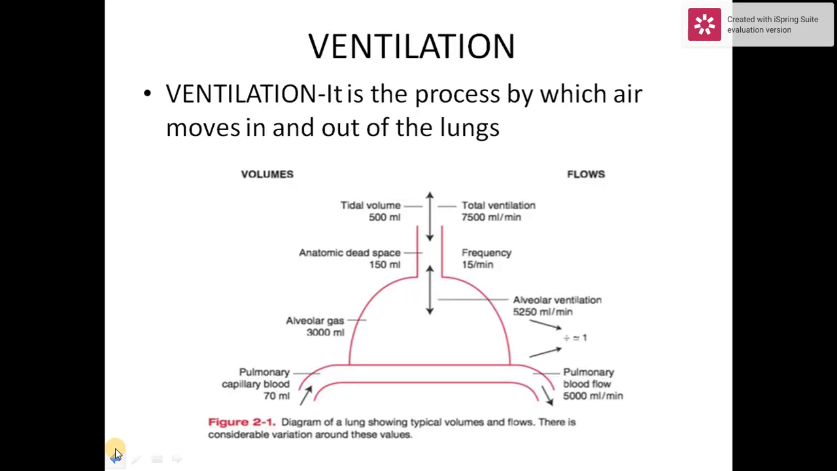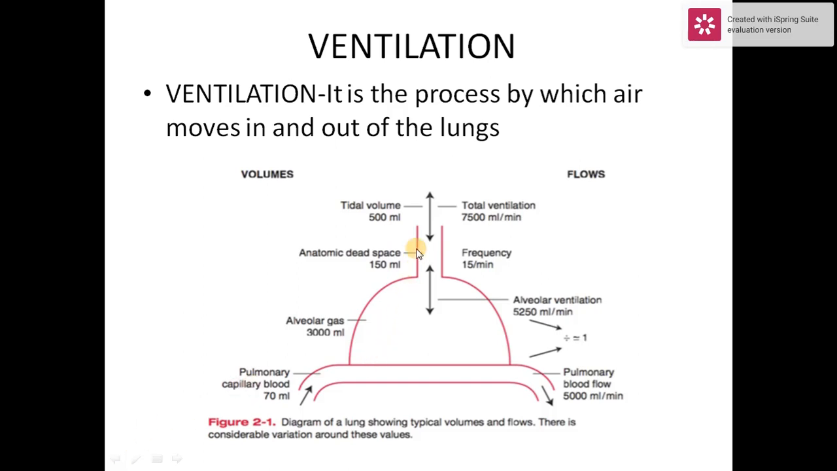Ventilation is a process by which air moves in and out of the lungs. Okay, simple definition: process by which air moves in and out of the lungs. And the devices which help in ventilation are known as mechanical ventilators.